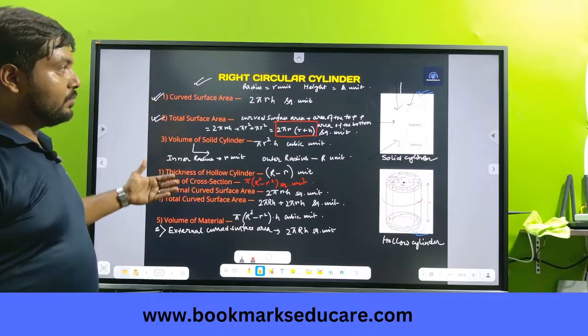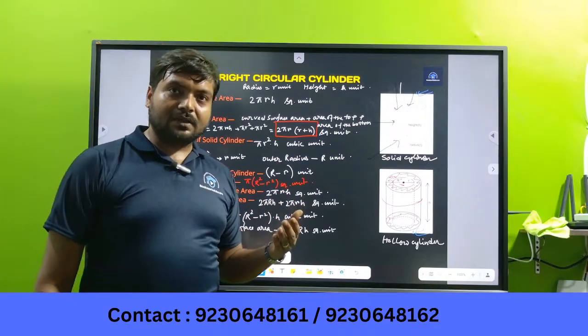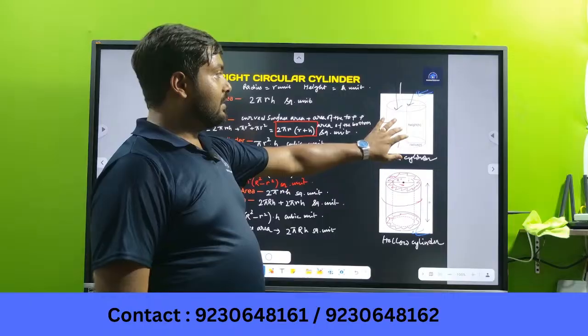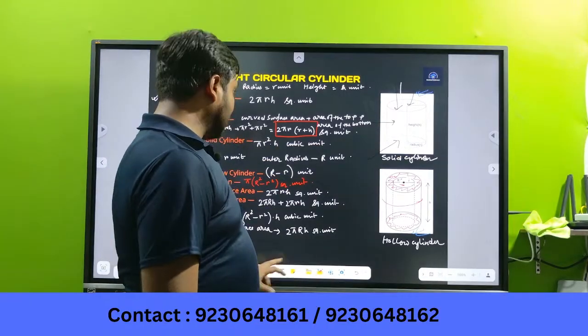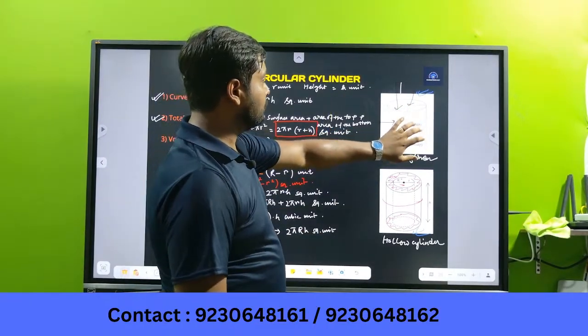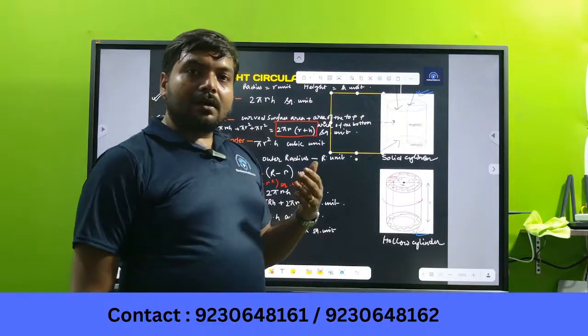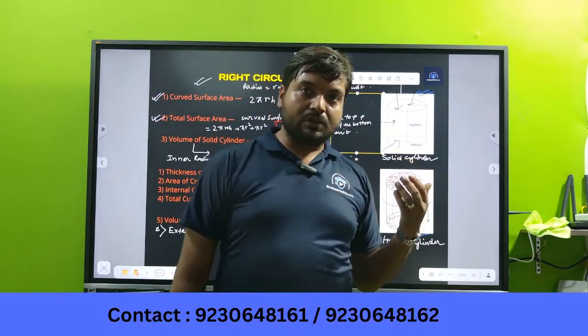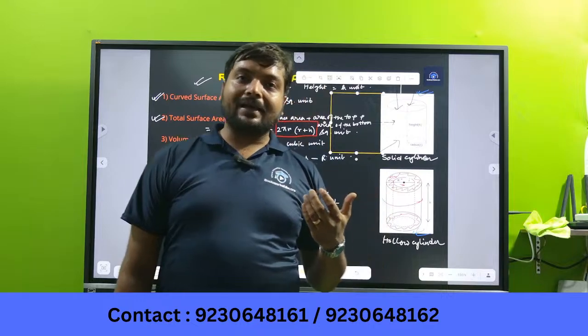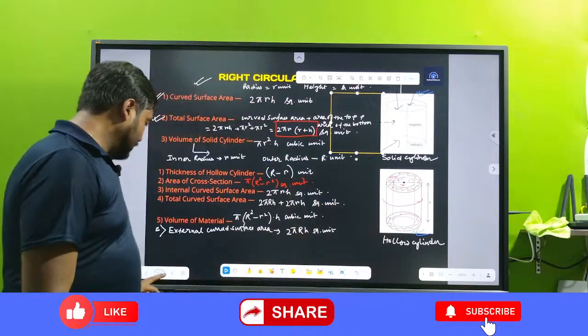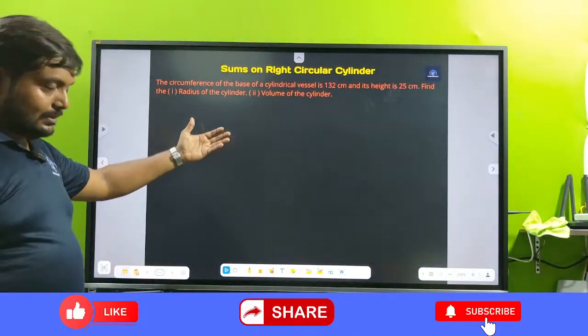So these are the formulas on right circular cylinder. You can take screenshots of the formulas, and we will be back with a few sums on right circular cylinder.